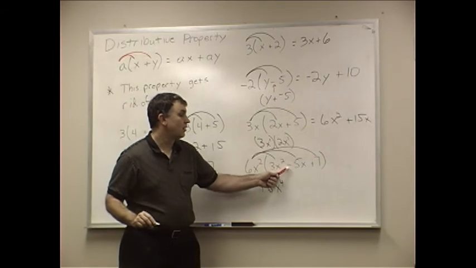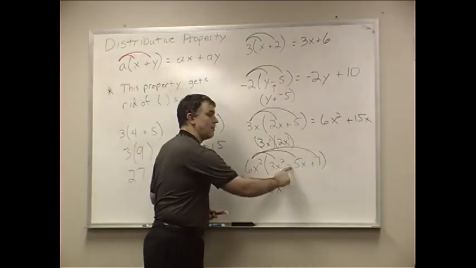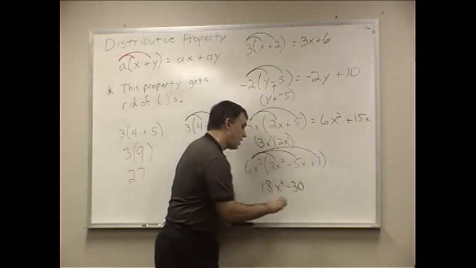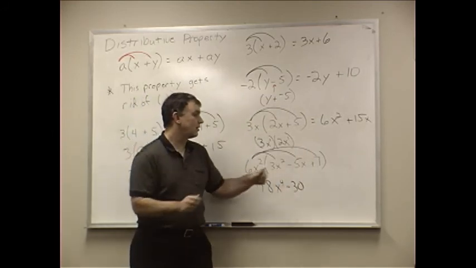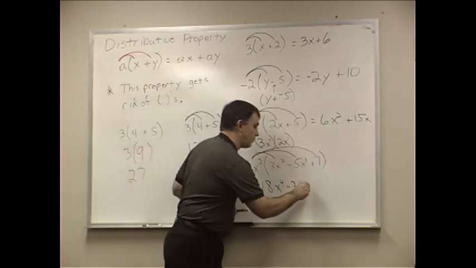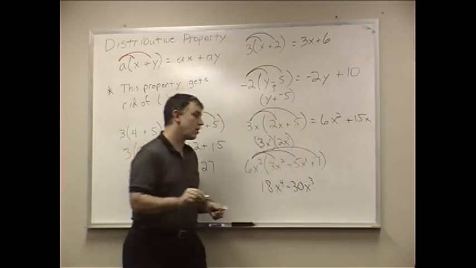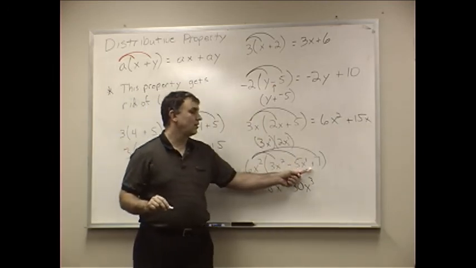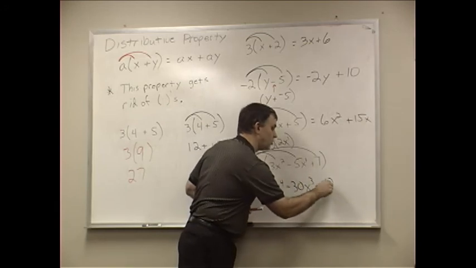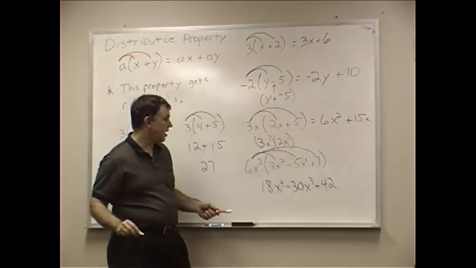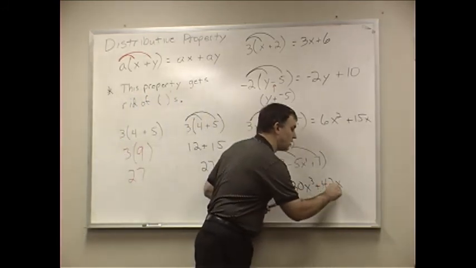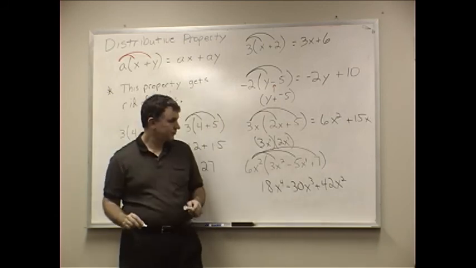6x to the second times negative 5x, that minus sign makes it negative. So that would be minus 30. x to the second times x, don't forget there's a 1 there, so that would be x to the third. 6x to the second times 7. 6 times 7, that's 42. That's positive, so I write the plus. And since there's no x's here, the x to the second just follows.